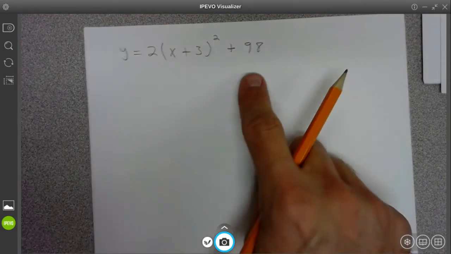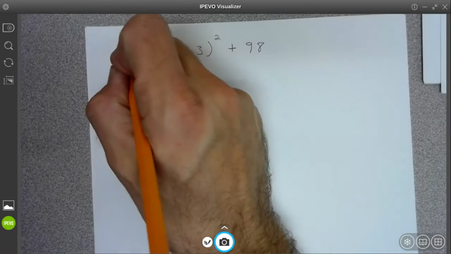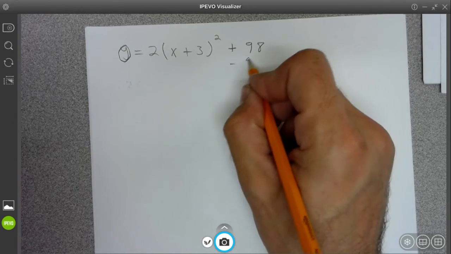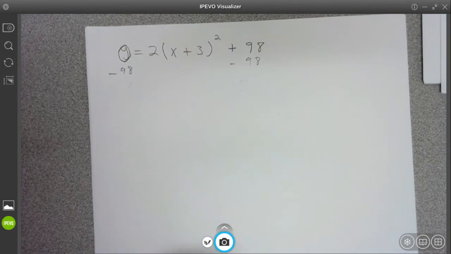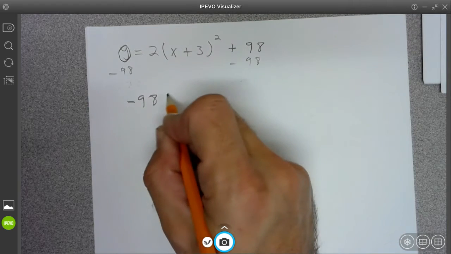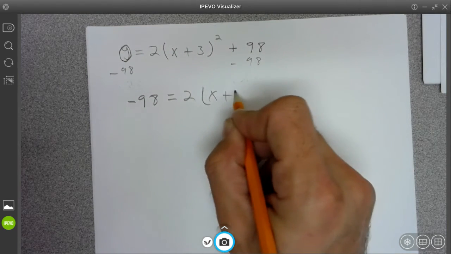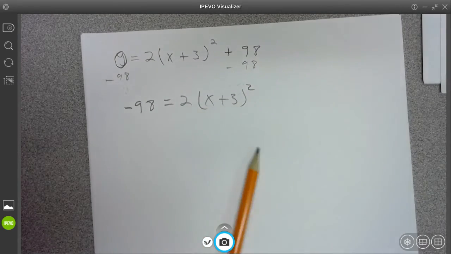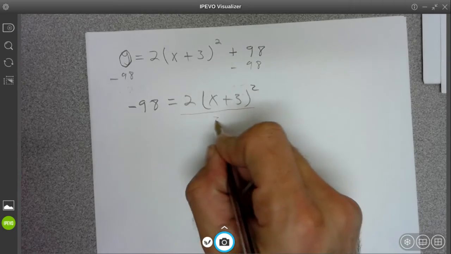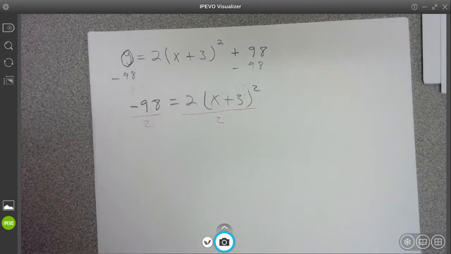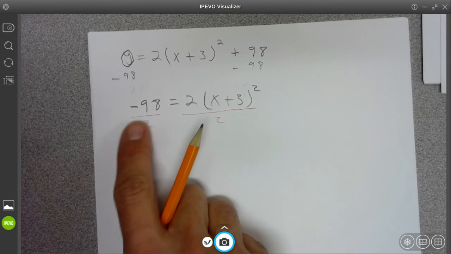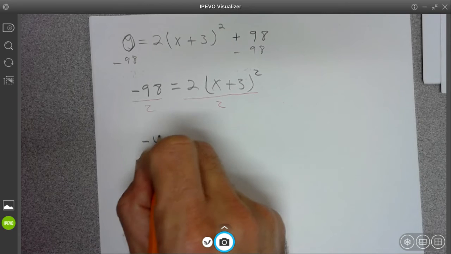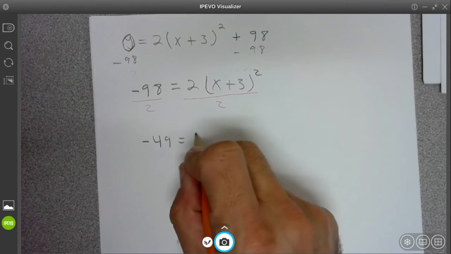Yeah, we got time. So plug in 0 for y. And you're going to subtract 98. This is going to give you negative 98 is equal to 2 times x plus 3 squared. Then you would divide by 2. Now negative 98 divided by 2 is equal to negative 49. And this is where the problem is going to come in.